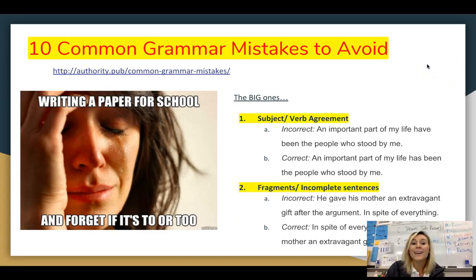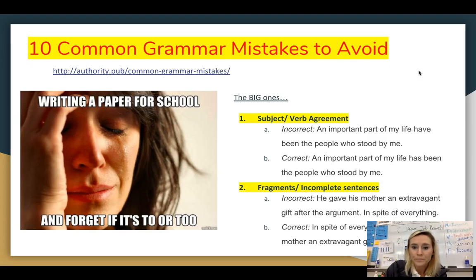Now we're going to go over 10 common grammar mistakes to avoid. These are the big ones, the ones that people say are the reasons that they get fired from jobs or that they don't get hired. So that's why we're going to really make sure that you understand them.